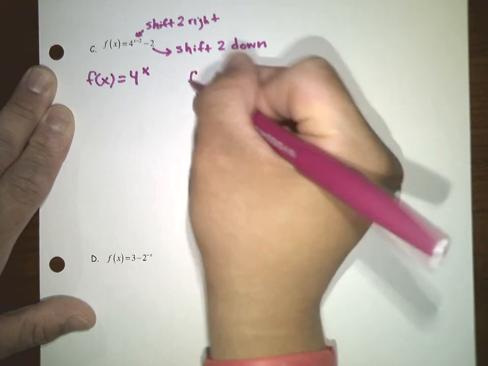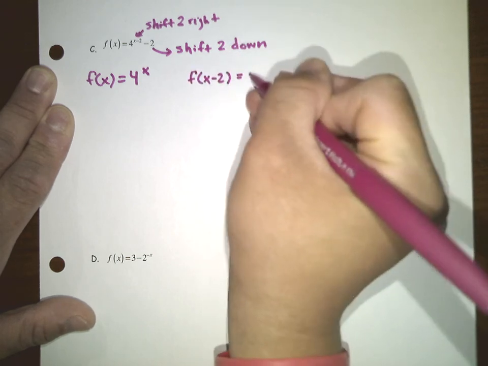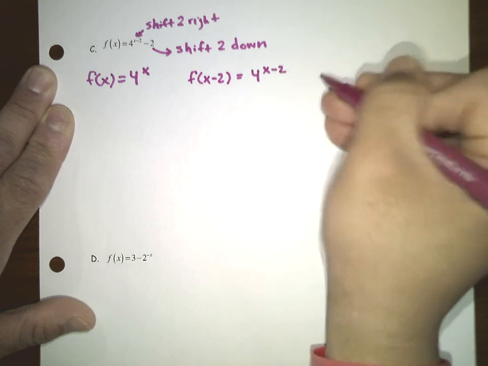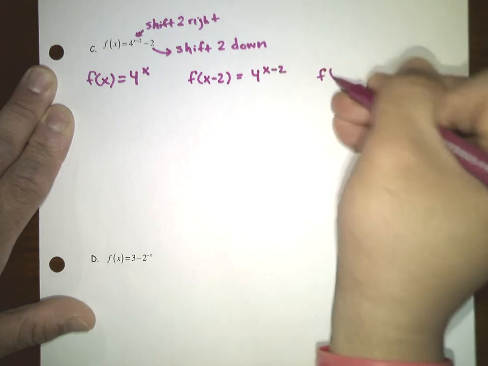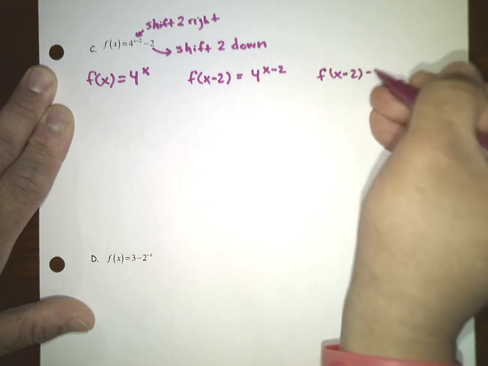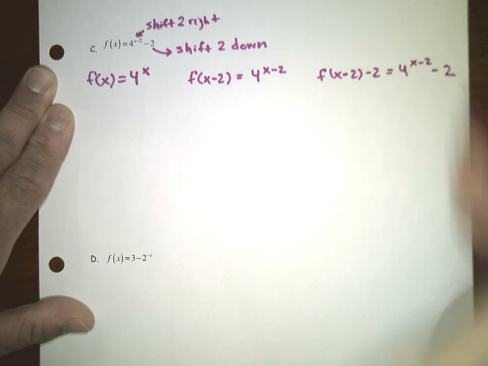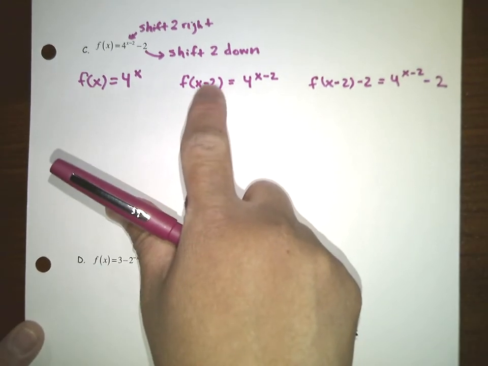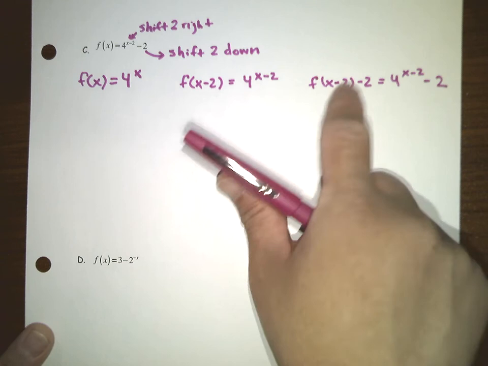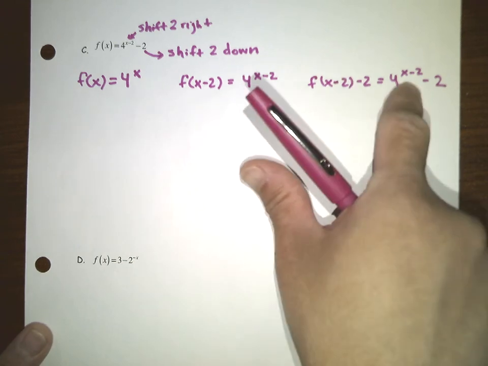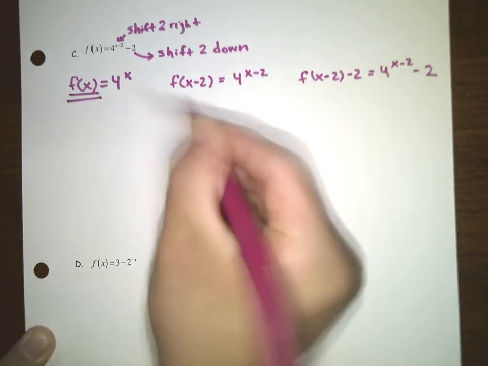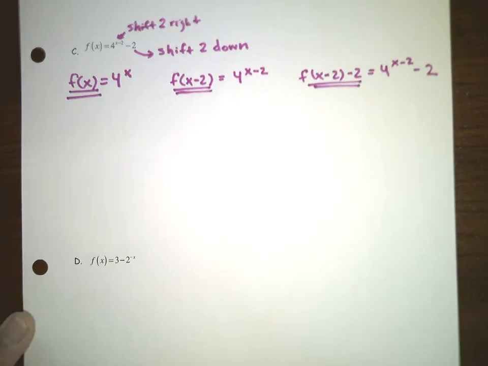Like if I want an f of x minus 2, that would be 4 to the x minus 2, and then if I wanted f of x minus 2 minus 2, then that would be 4 to the x minus 2 minus 2. So f of x minus 2, when I substitute that in, would be the shift 2 to the right, and then that graph would be shifted 2 down from there. So if I'm looking at the notation, it would be this, then this, and then this. But a lot of times we just say y equals, all right? So just try to keep that in mind as we sketch these.